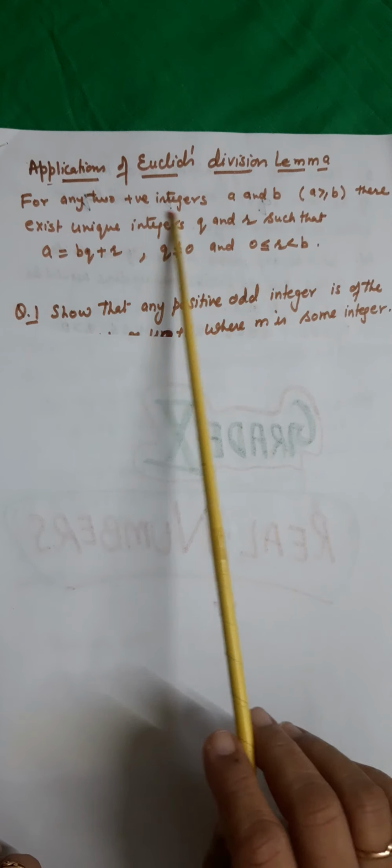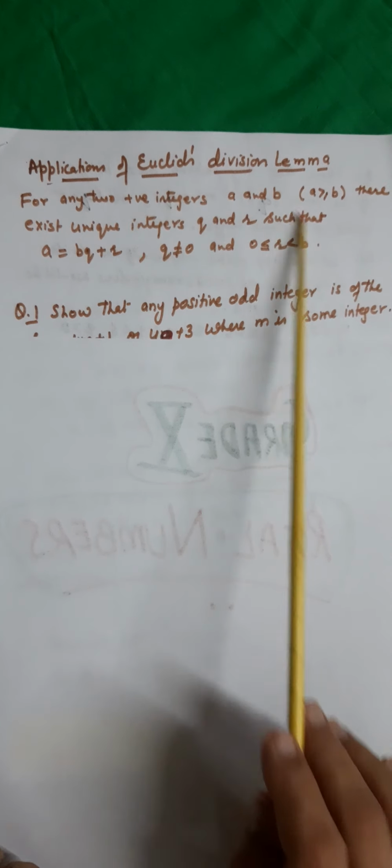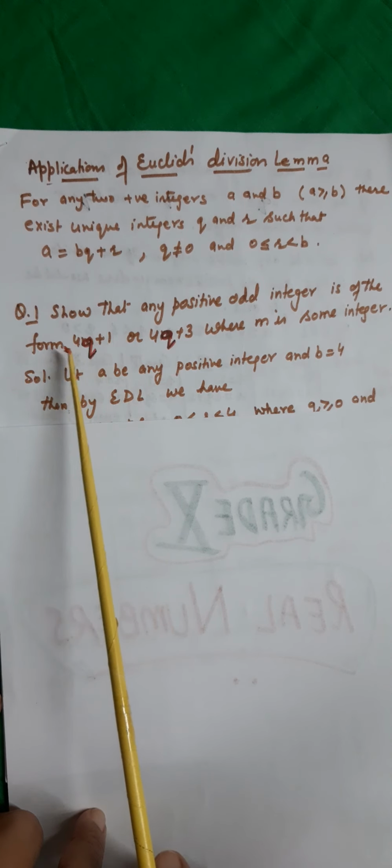Now let's see how we are going to make use of Euclid's division lemma. Show that any positive odd integer is of the form 4q plus 1 or 4q plus 3, where q is some positive integer. Now let a be any positive integer, and since it is given in the form 4q plus 1, that means 4 has to be the divisor.